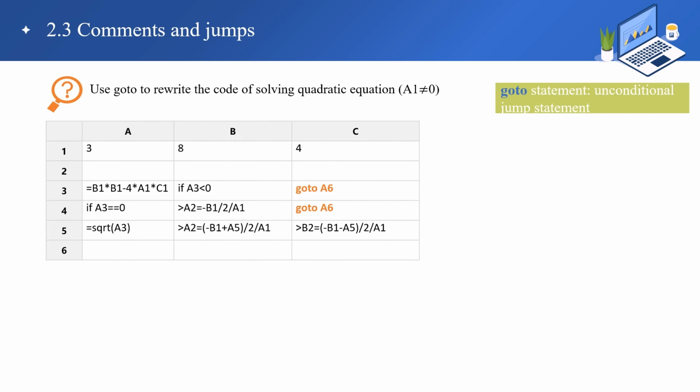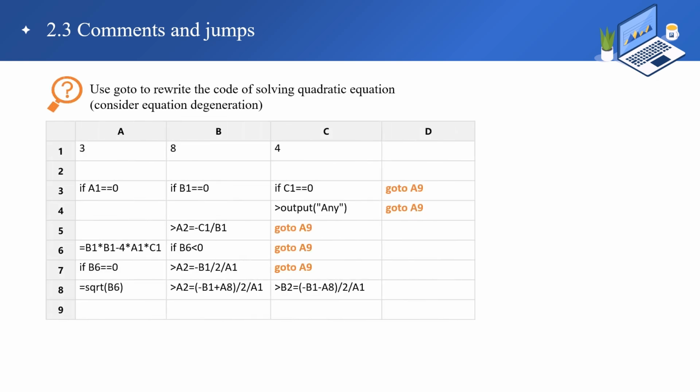If statements can change the direction of the program, and many programming languages also provide a simpler and cruder way to change the program flow, that is, the goto statement. Let's rewrite the code of solving the quadratic equation to feel it. We only consider the case that A1 is not 0. There is an extra empty line in the code, but the logic seems very clear, avoiding the long if-else block. A more complete case can also be rewritten with goto.